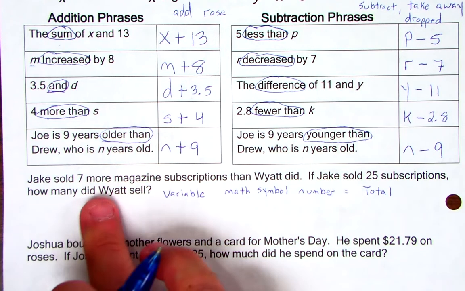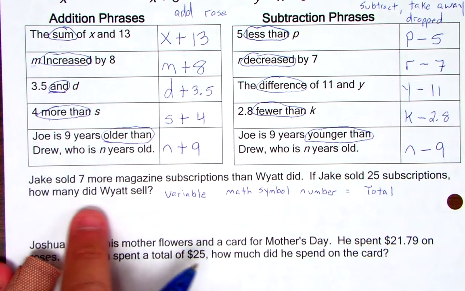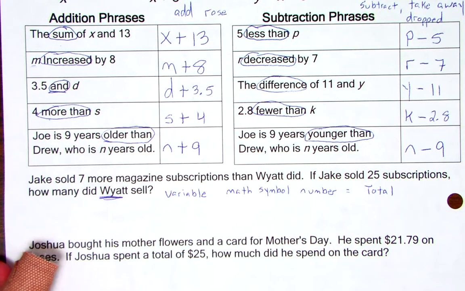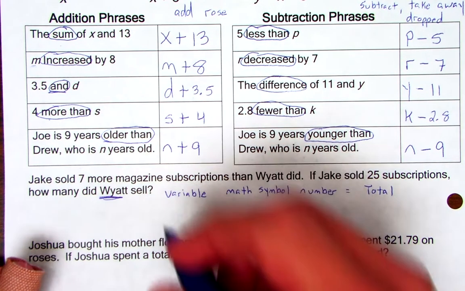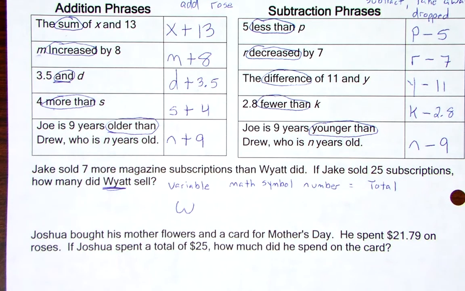Well, did it give me a variable in this one? No, it didn't, so I have to think about it. How many did Wyatt sell? So we're solving for how many Wyatt sold. So I'm going to use W for Wyatt because we're solving for how many he sold. So there's my variable.